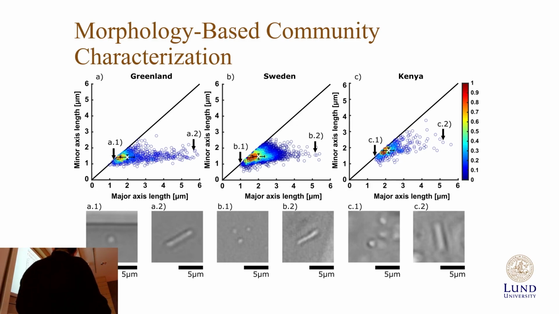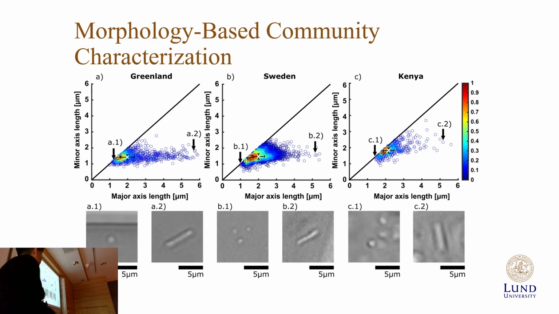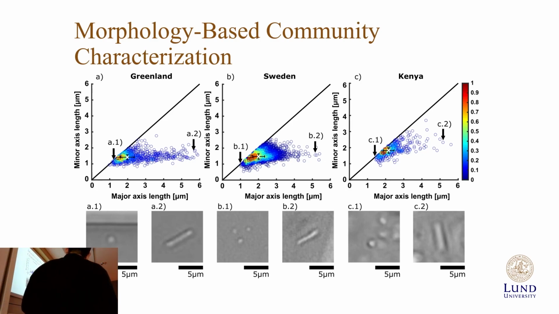So here what we're measuring is the major axis length and the minor axis length. You could see the ratio of them to see if they are more like spheres or more elongated. You can see quite different results here. In Kenya, they are larger in size and tend to be more round.